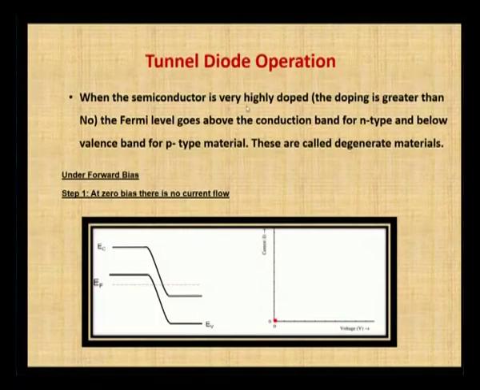When the semiconductor is very highly doped, the depletion layer will be thin. As I said, this is the Fermi level, this is the conduction band, and this is the valence band. In between, if we have doped heavily, there will be a very narrow gap in the depletion layer, and at 0 bias there is no current flow. In the VI characteristics, the current and voltage will merge to 0.